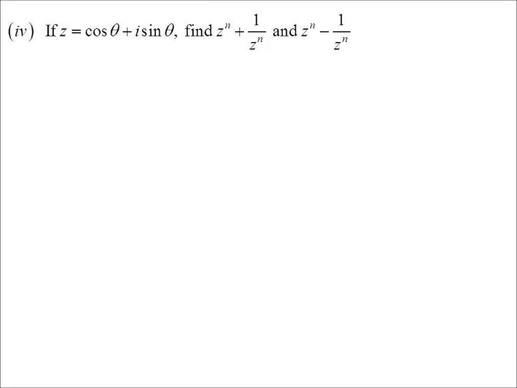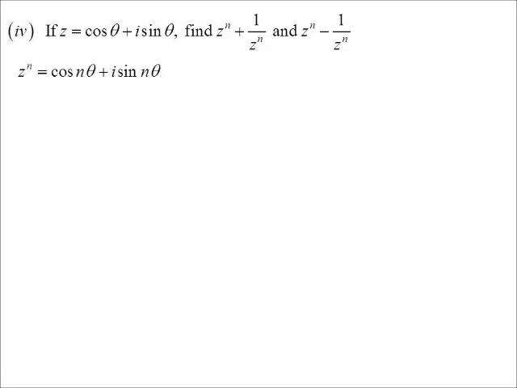This question, by the way, is very common. I've seen it asked so many times in different assessment tasks over the years. Sometimes they give it to you, but a lot of times they ask you to prove it. So z equals cos θ plus i sin θ. You might not have to prove both, but we're going to do both. zⁿ plus 1/zⁿ and zⁿ minus 1/zⁿ. Okay.